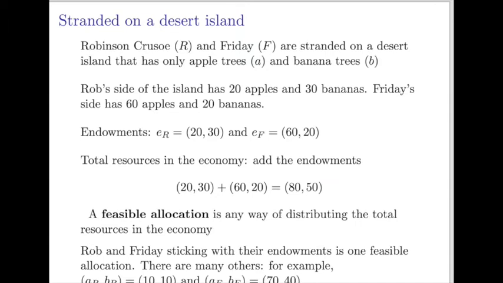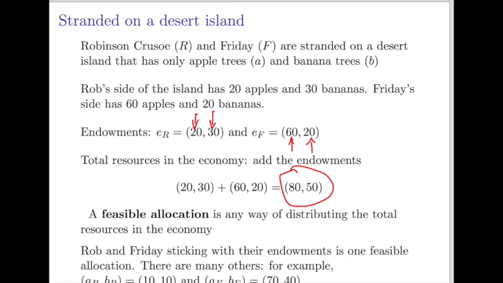So what is an allocation? An allocation, or a feasible allocation, is any way of distributing the total resources available in this economy between the two. So for example, Rob and Friday could both just keep their endowments. That would be a feasible allocation, right? So Rob consumes his 20 apples and 30 bananas. Friday consumes his 60 apples and 20 bananas. Together, they've consumed 80 apples and 50 bananas, so that's a feasible allocation.